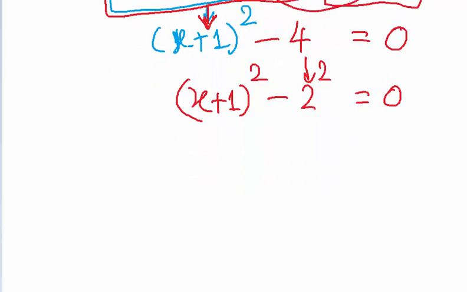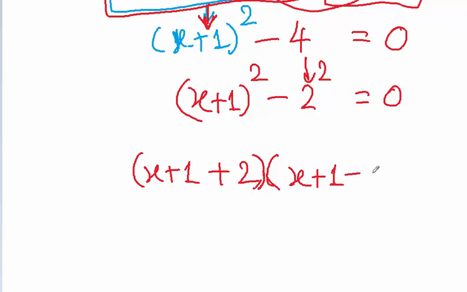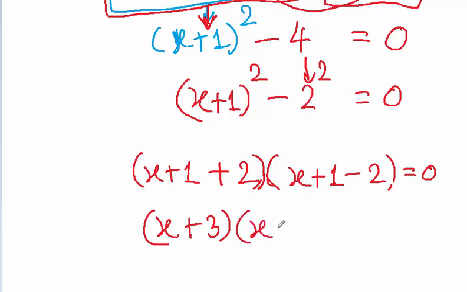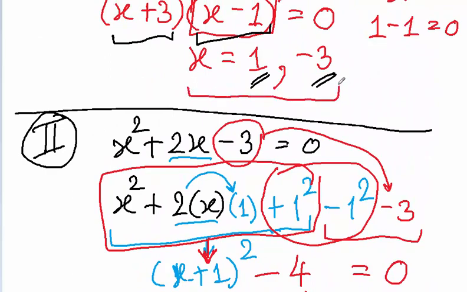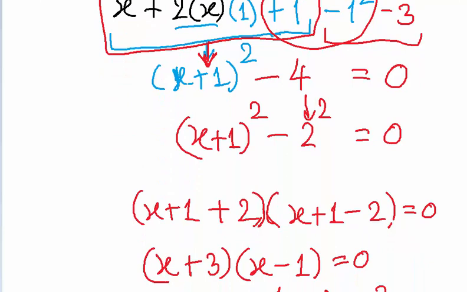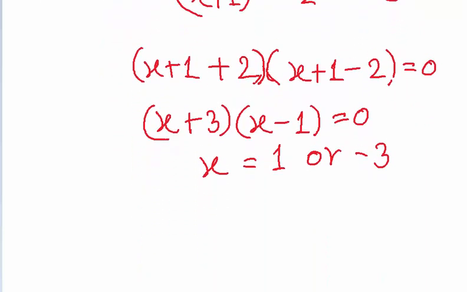So in this form, we know that we have x plus 1 plus 2 multiplied by x plus 1 minus 2 is equal to 0. So I calculate x plus 3, and this term is going to be x minus 1 equal to 0. So that means x is equal to 1 or minus 3. At the same time, 1 and minus 3. You see, it is independent of what you think or the method you use, the results are still the same. Okay.